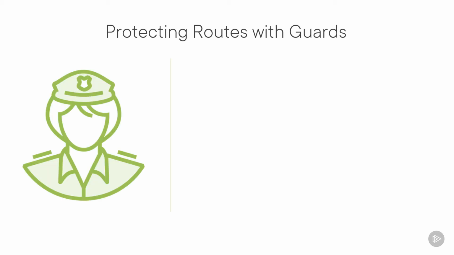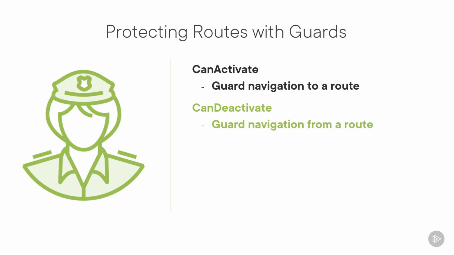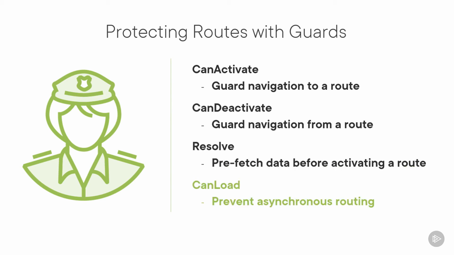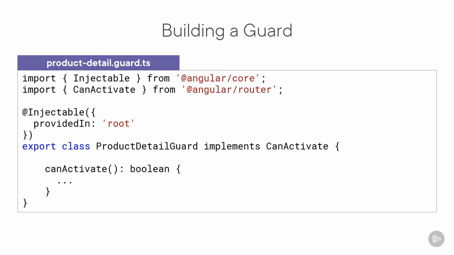The Angular router provides several guards, including canActivate to guard navigation to a route, canDeactivate to guard navigation away from the current route, resolve to prefetch data before activating a route, and canLoad to prevent asynchronous routing. In this clip, we work through how to implement the canActivate guard. You can use the same techniques we're covering here to implement any other type of route guard. We'll build a guard that prevents navigation to the product detail route unless a specific condition is true.